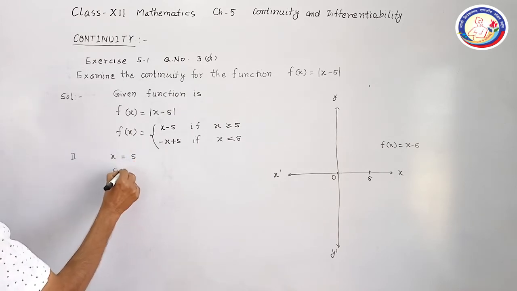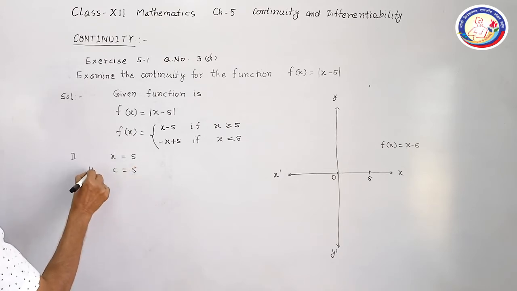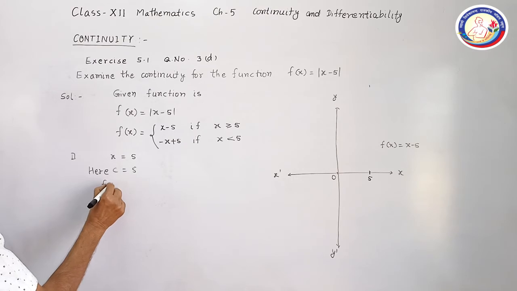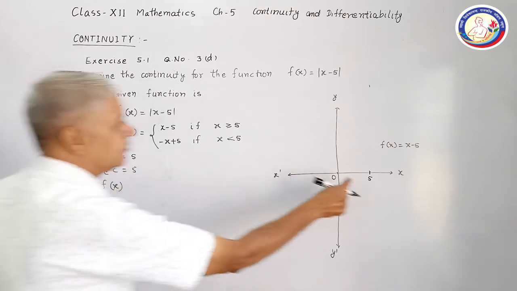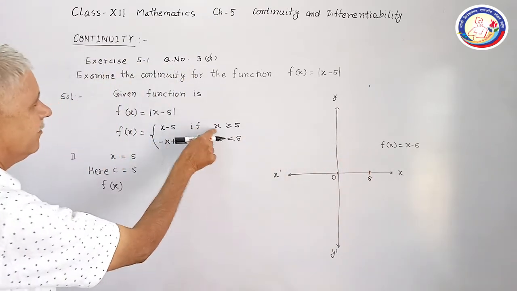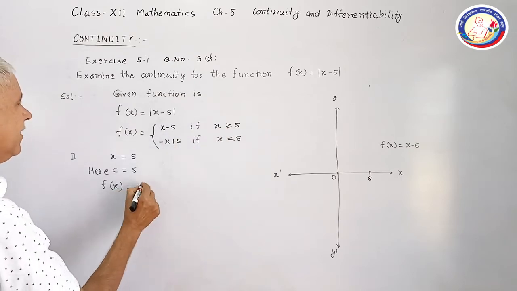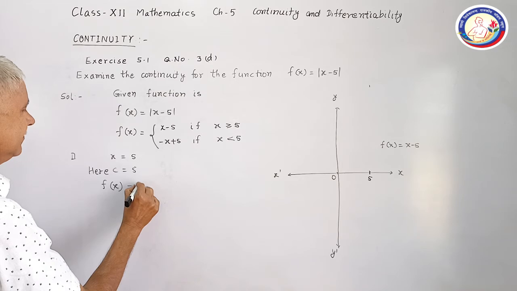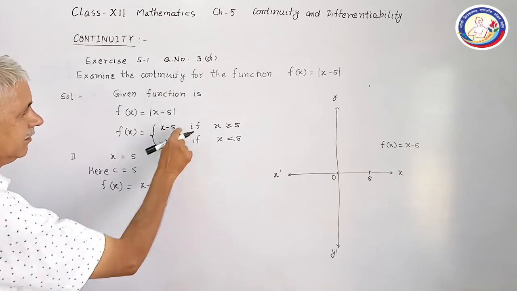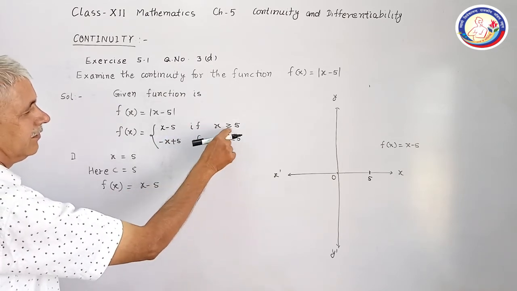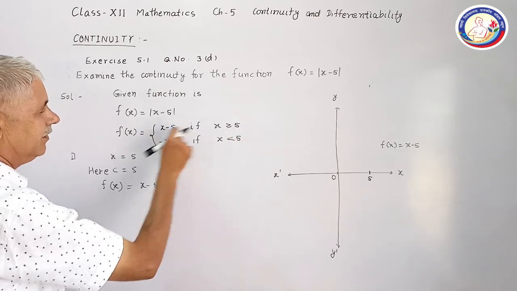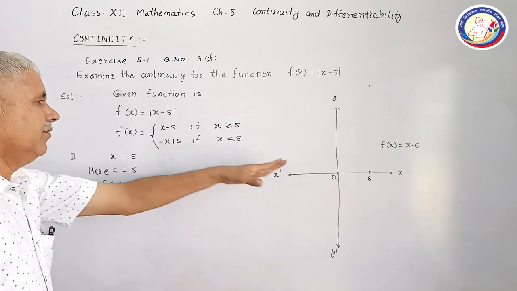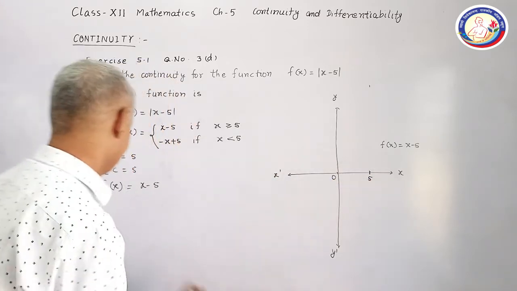It means C is 5 here, C equal to 5. What will be the value of the function at x equal to 0? By our definition, or what we have derived here, it will be x minus 5. This condition holds here. The value at x equal to 5 is x minus 5, and previously we have taken minus x plus 5 for values less than 5.